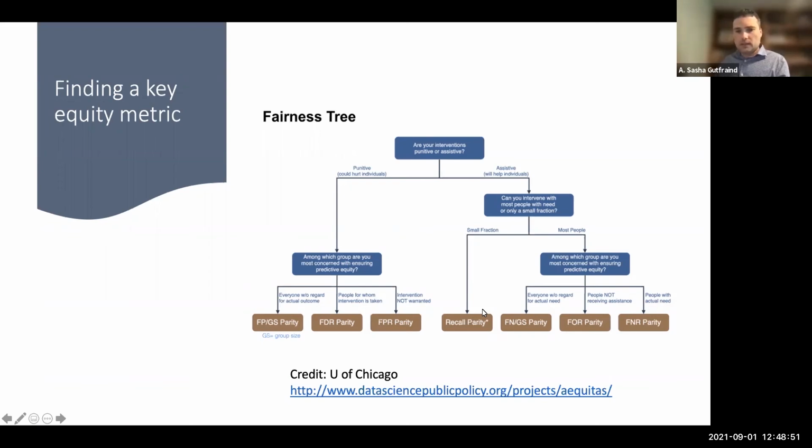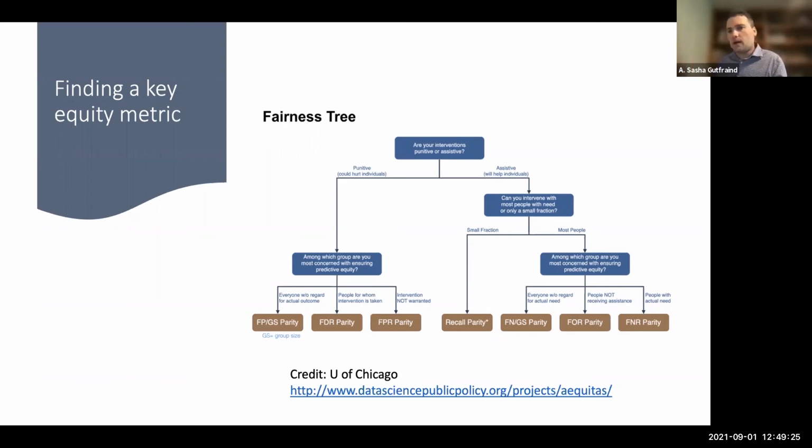Recall parity means that you're selecting from each subpopulation, from each category, a proportionate number of people. So you don't want to be in a situation where you're missing all the immigrants simply because they forgot to fill out a form of some sort or have trouble filling out a form. So that's recall parity. You're going to get about the same proportion from each population. However, a lot of interventions are different.